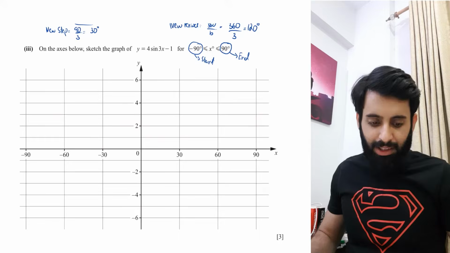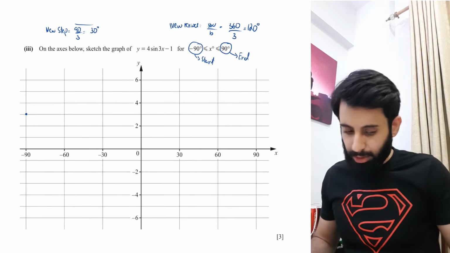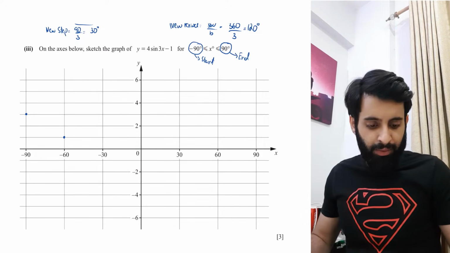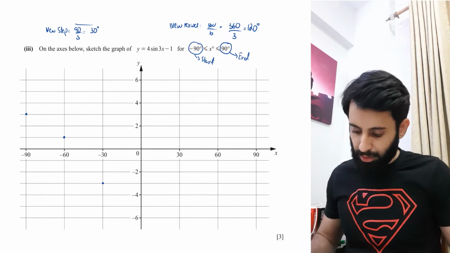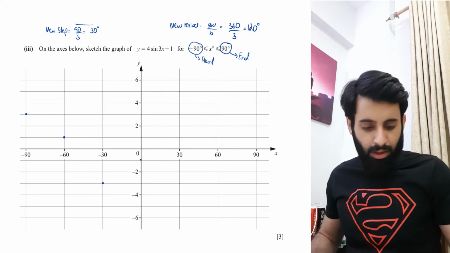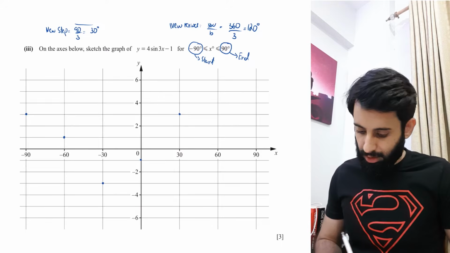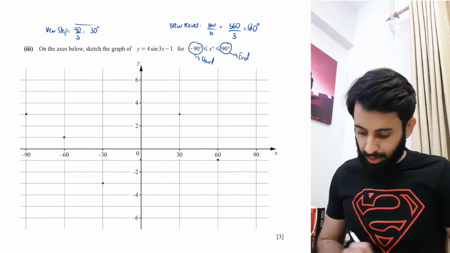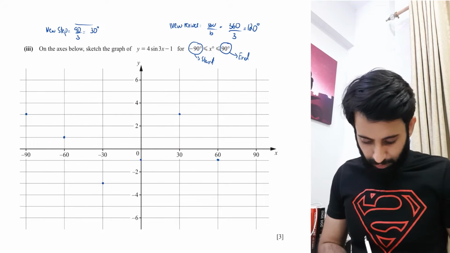So it's telling me that at minus 90, y is equal to 3. Okay, so here's 1 point. Then it's telling me at minus 60, y is equal to 1. Then it's telling me that at minus 30, y is equal to minus 5. So it's going further down. And then at 0, it's equal to minus 1. And then at 30, it's equal to 3 again. At 60, it's equal to minus 1 again. And at 90, it's equal to minus 5 again.